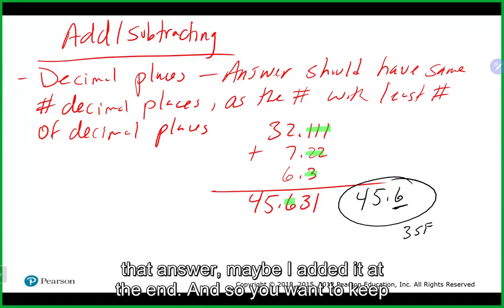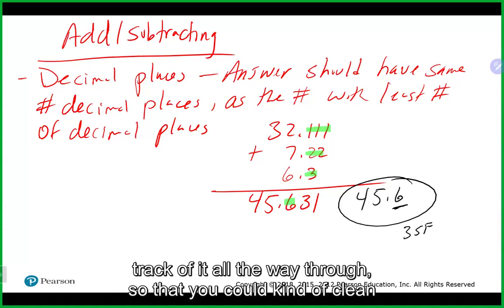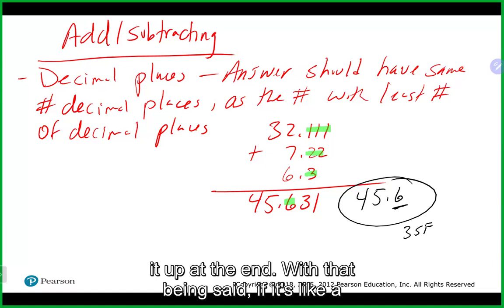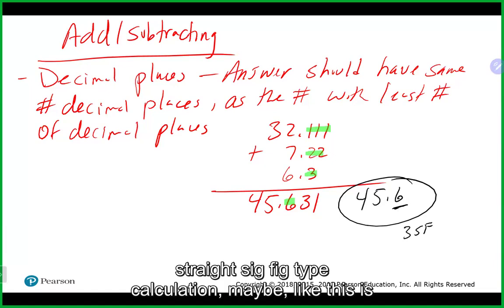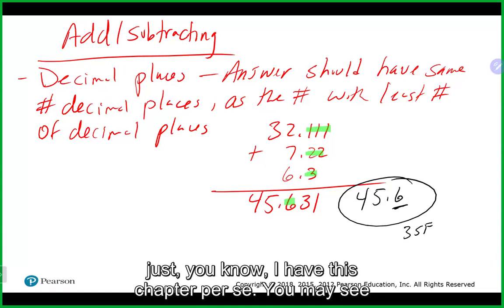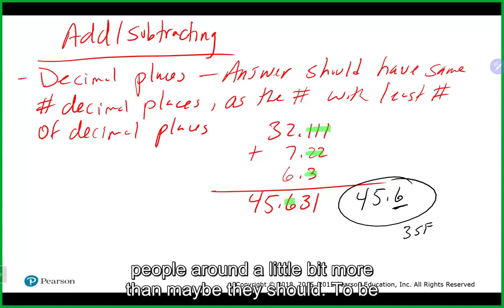Maybe I added at the end. So you want to keep track of it all the way through so that you can clean it up at the end. With that being said, if it's a straight sig fig type calculation, maybe in this chapter per se, you may see people round a little bit more than maybe they should.